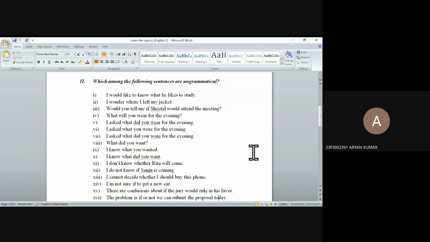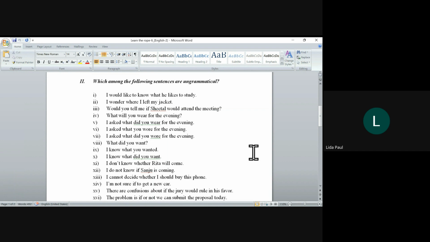Why? Because after whether, the sentence is independent. The sentence is complete, right? Rita will come. That sentence is complete. So you can either use whether or you can use if also. If I say, I don't know if Rita will come, that's also a correct sentence, right? Instead of whether. Both are correct.